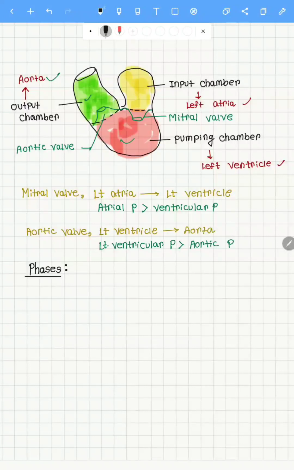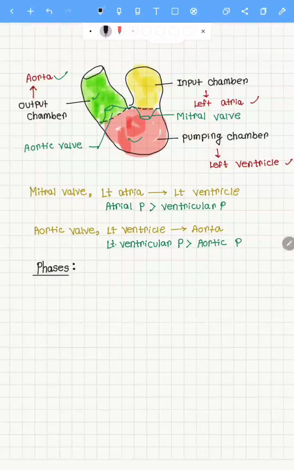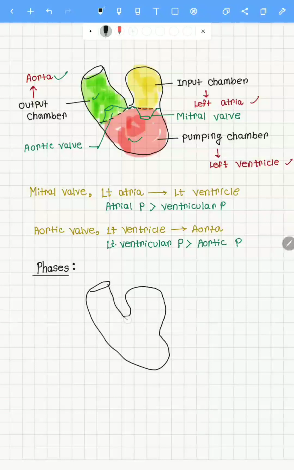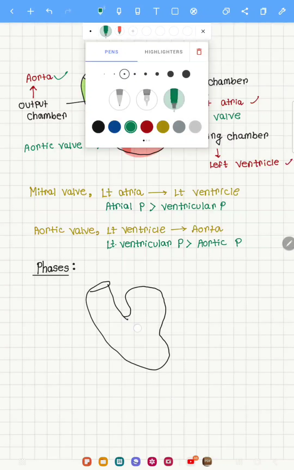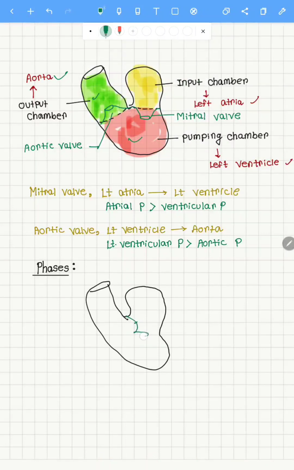Okay, now let me draw a heart, a very beautiful heart. Okay, so this is the left side of the heart, and as I said, this will be the mitral valve, this will be the aortic valve. Let me mark this for you.